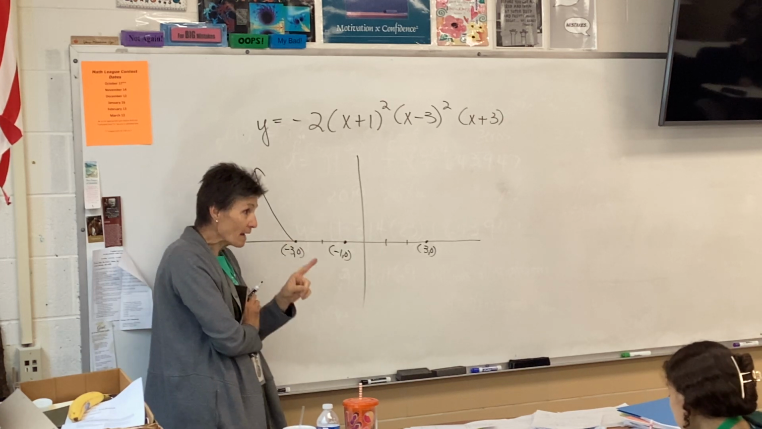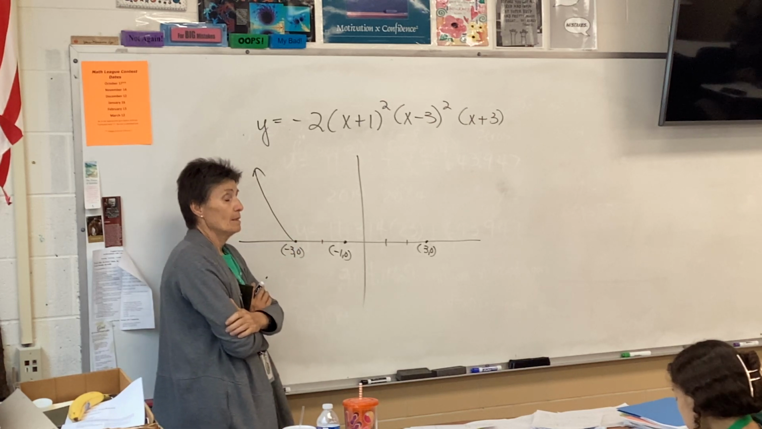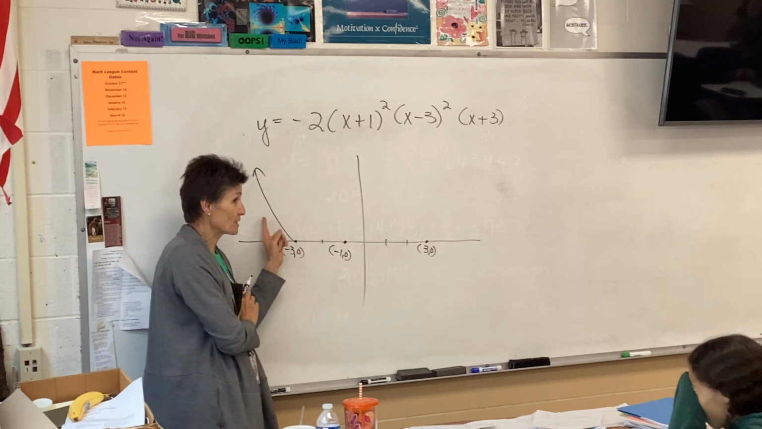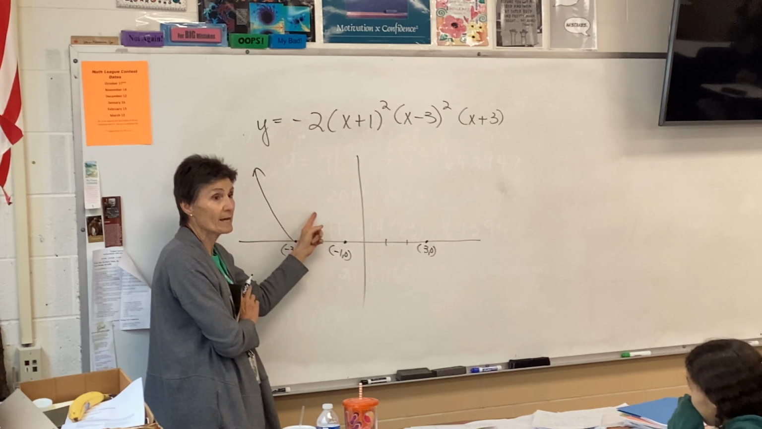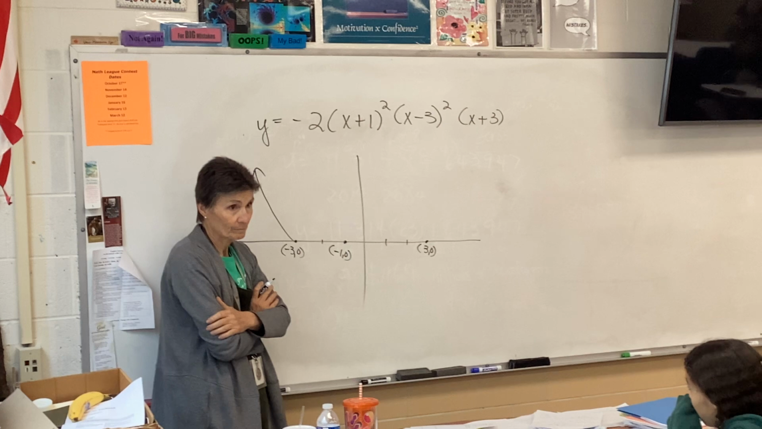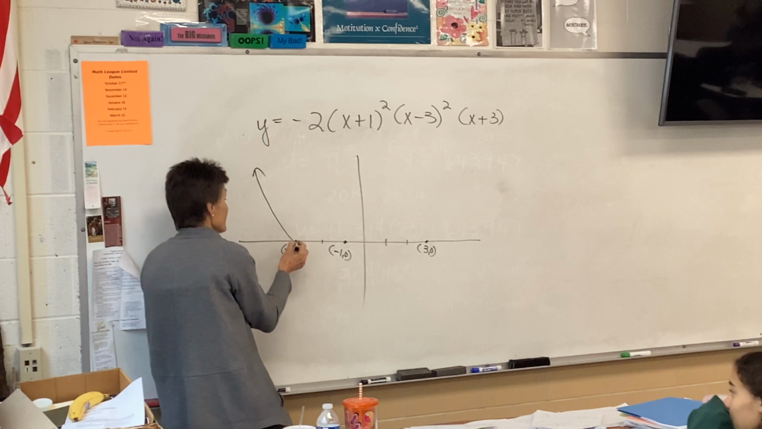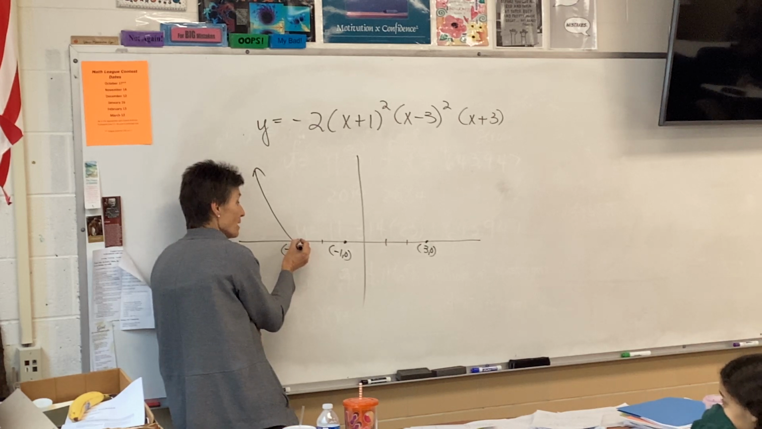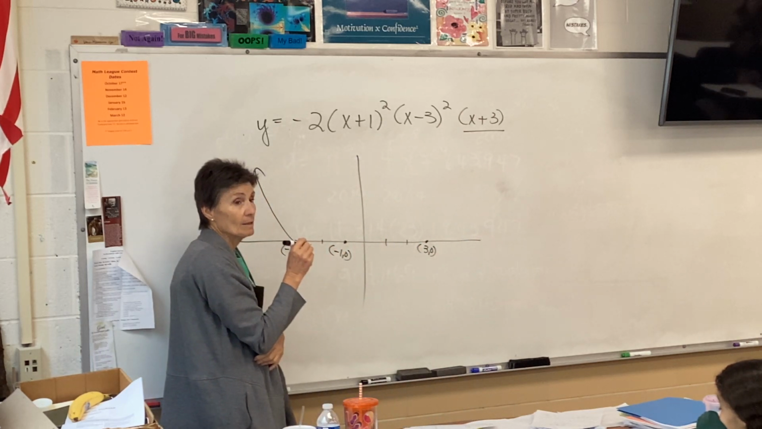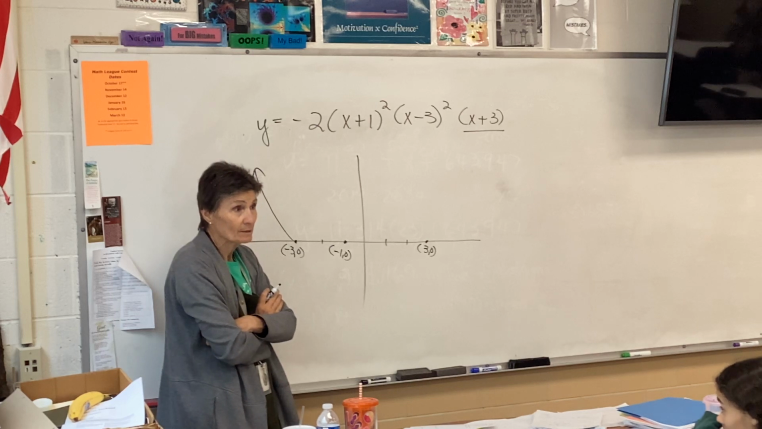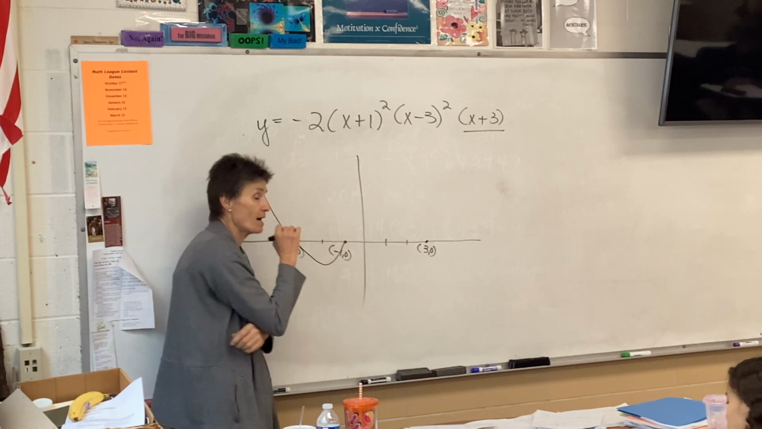Now, every time you hit a dot, so here we go, you have a choice to make. Are you going to just go right through it, just keep on going, or are you going to bounce off of it and go back the way you came? Well, how do you tell? You look at the power on the factor. Now, be careful. See this dot right here? That dot came from this factor. That factor is not squared. So I am just going to keep right on going and connect to my next dot.